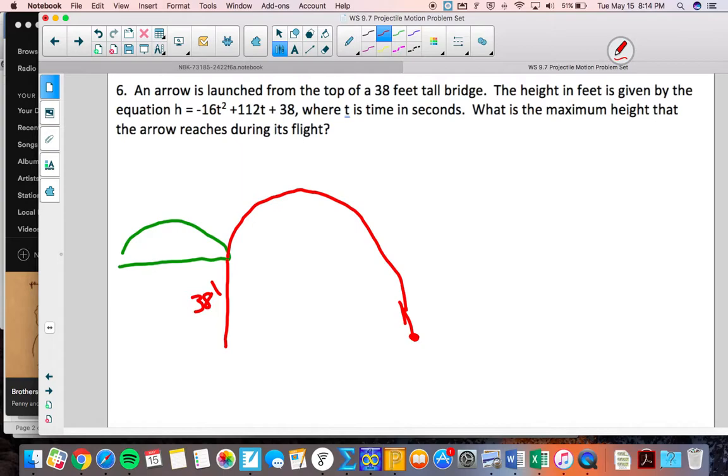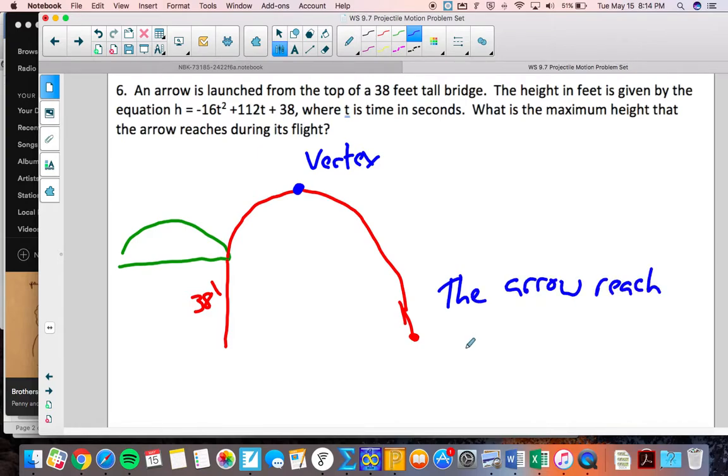The question is, what is the maximum height the arrow reaches during its flight? So where does that show up on this parabola? That would be right there, and this is the vertex. So the answer to the question is, the arrow reaches a height of blank feet. We need to figure out how high that is.